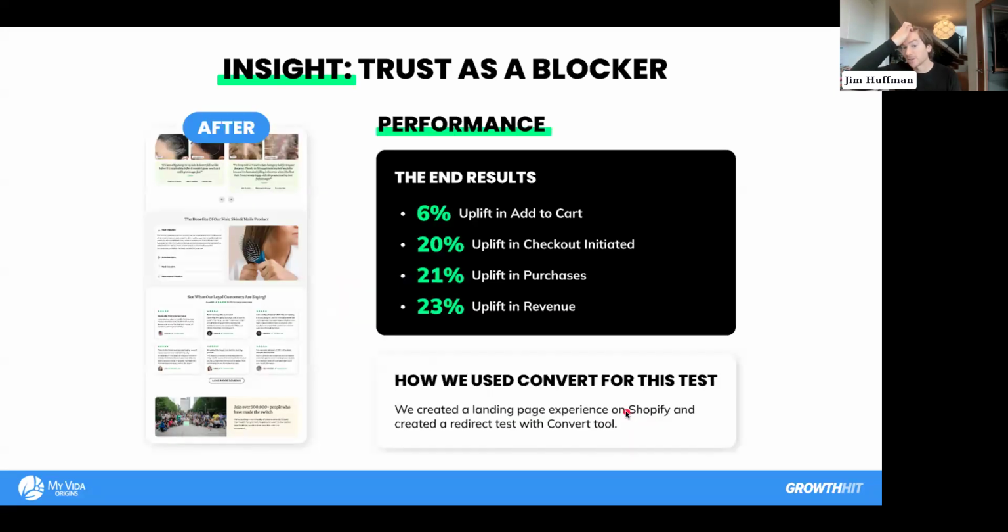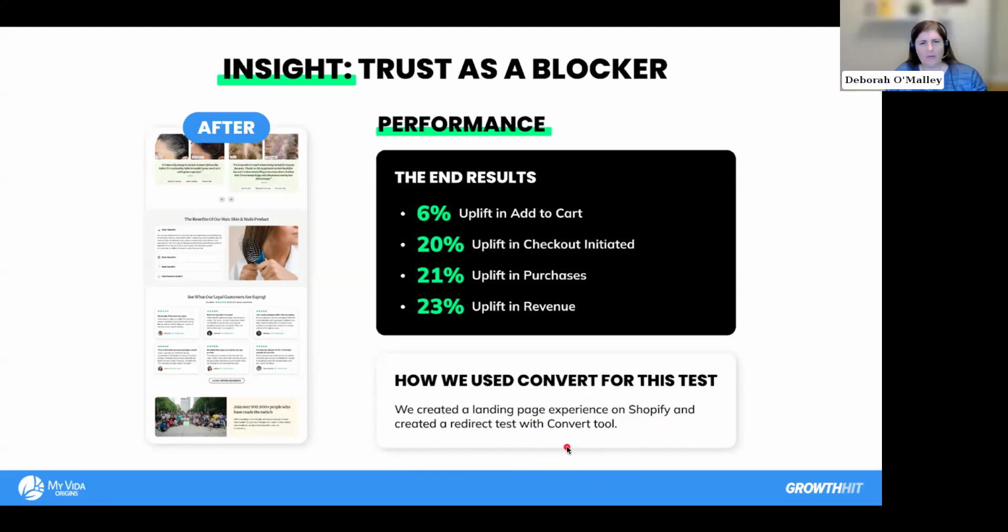So this one was fun because it was a 21% lift in purchases and 23% lift in revenue. So yeah, this was a fun one. Again, another kind of killer ad landing page on Shopify where we used Convert to do the first version of it and then could scale it with other products that were getting a high volume of paid traffic.